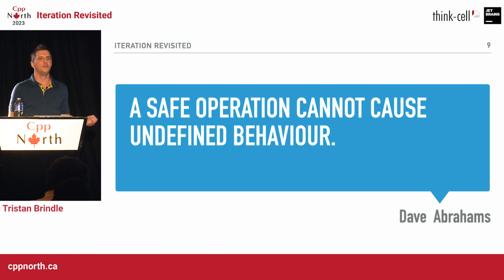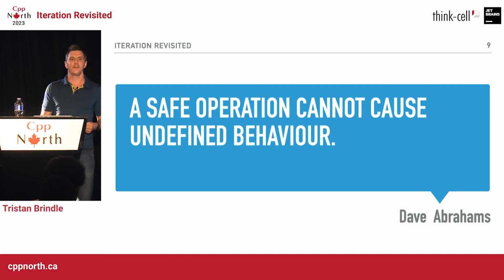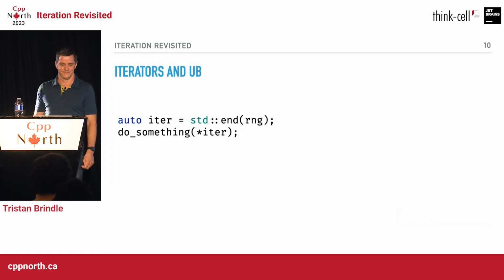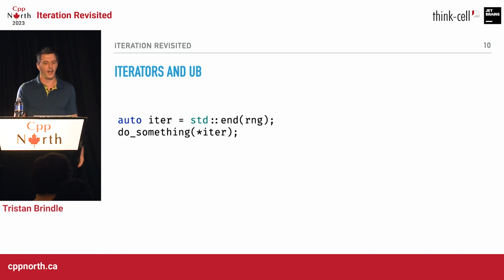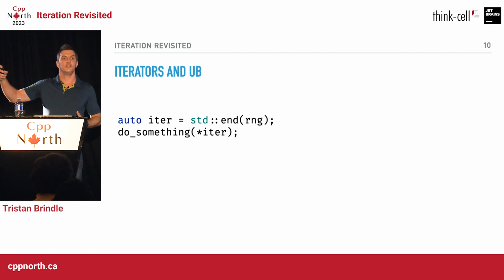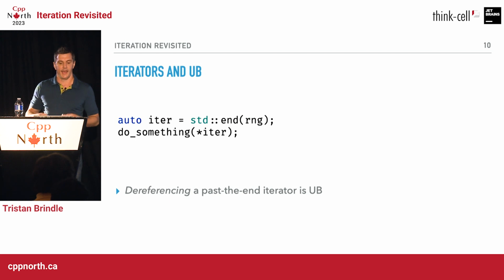So let's look at some code using iterators and decide whether those operations are safe operations according to this definition. I think maybe you can sort of guess where this is going to go, but let's have a look. Okay, so first of all, I'm initializing an iterator to point to the past the end position of some range. This is perfectly fine. What's not perfectly fine is the next line. On the second line, I'm performing the dereference operation on a past the end iterator, and dereferencing a past the end iterator is undefined behavior.